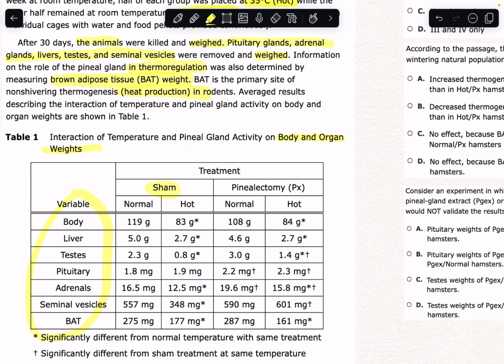Either sham treatment, where you keep the pineal gland, or this PX treatment that gets rid of the pineal gland, right? And then temperature is also playing a role, right? So I have two different sub-treatments under two treatments, okay? Under sham treatment, we have normal temperature sham or hot temperature sham. Under PX treatment, we have either normal temp PX or hot PX, okay?